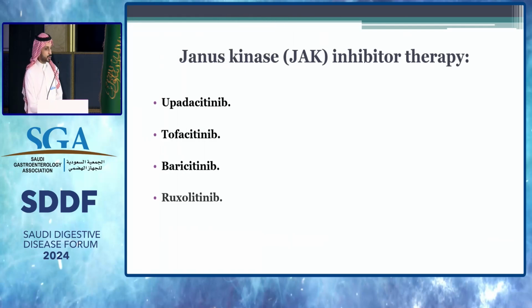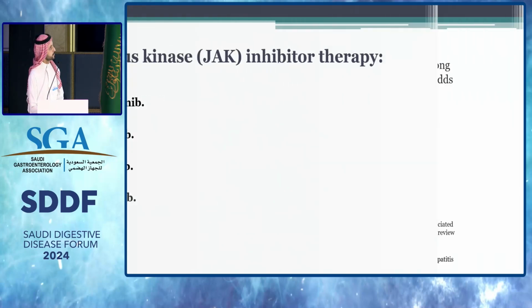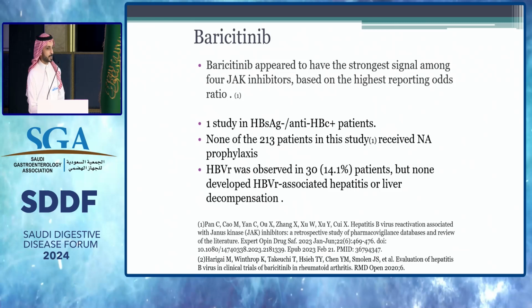For JAK inhibitors, baricitinib appeared to have the strongest signal among the JAK inhibitors based on the highest reporting odds ratio. There was 1 study in surface antigen negative and core positive patients, and none of these 213 patients received prophylaxis. Reactivation was observed in 30, that's 14% of these patients. However, none of them developed really hepatitis or liver decompensation.